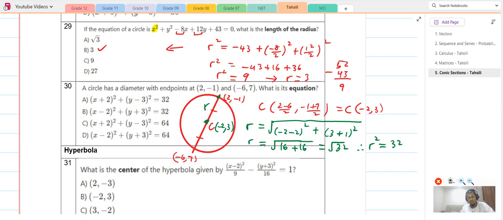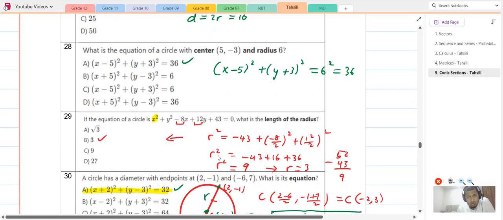Now what's the equation of the circle? We have the center and we have the r squared. So the equation of the circle is x plus 2 all squared plus y minus 3 all squared is equal to 32. I hope you guys understood that. So that's option A. Okay, I hope you guys are understanding.